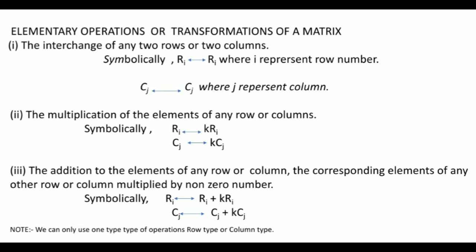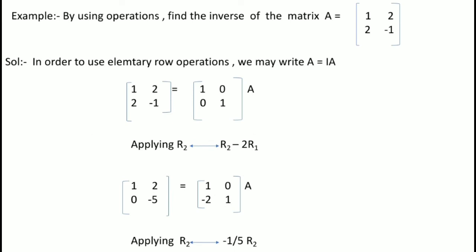Now I had written an important note which you should remember while dealing with the inverse of a matrix. We can only use one type of operation, row type or column type, when finding the inverse of any matrix. Let's understand these operations by taking an example and how we can find the inverse of any matrix by using these operations. Here is the problem in which, by using operations, we have to find the inverse of the matrix A, which contains entries 1, 2, 2, minus 1.